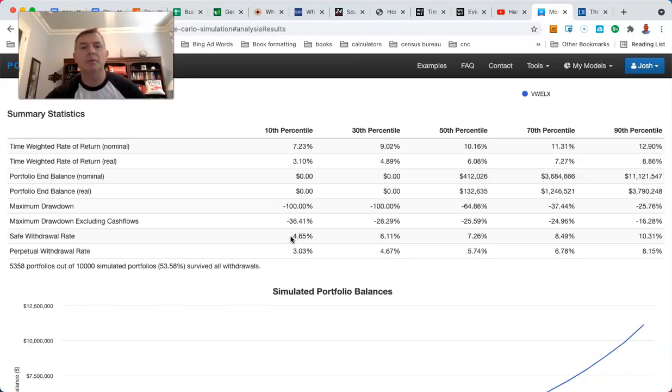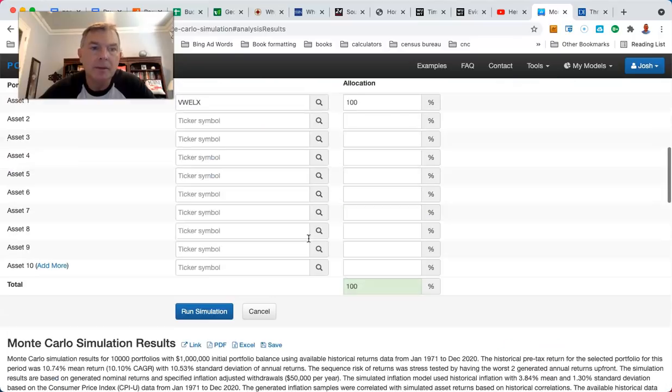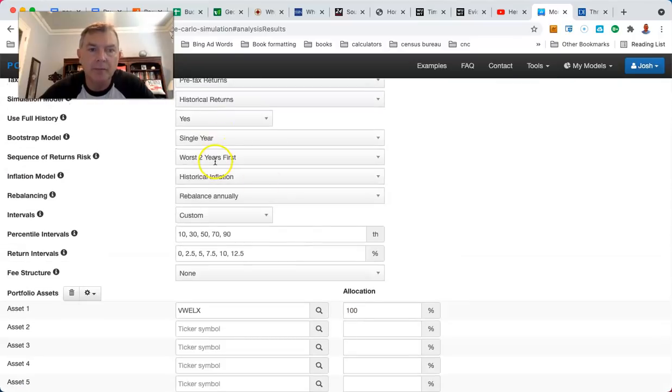4.65. Okay, I see what you're saying. Okay, this is what it's saying. Okay, that makes sense. In the 10th percentile, 90% of the time you had more than this, 10% of the time you had less. You could take out 4.65 and still sustain it for 30 years if you encountered the bad 2 years on the front end, if that makes sense.